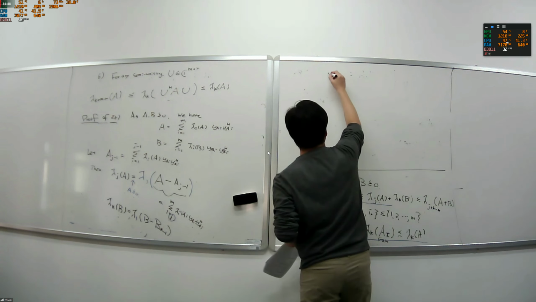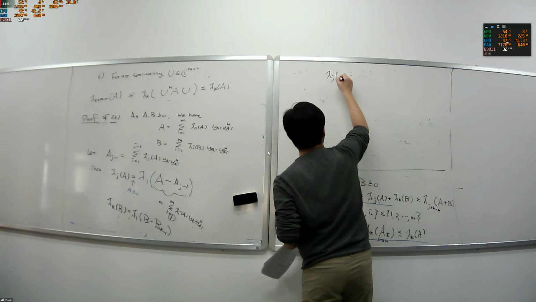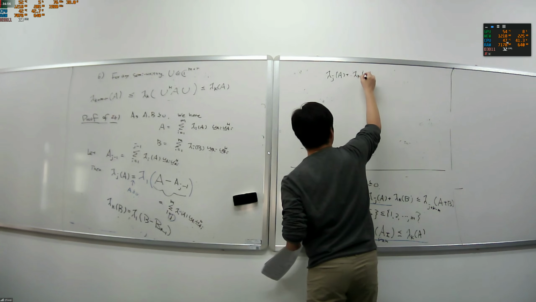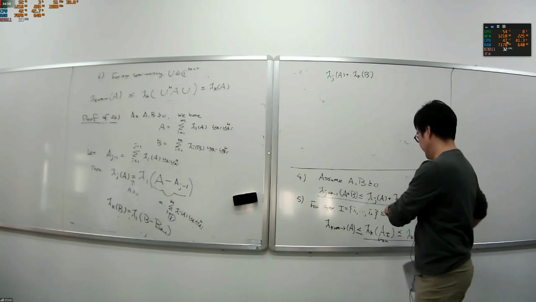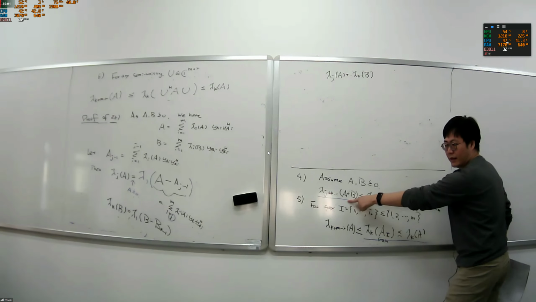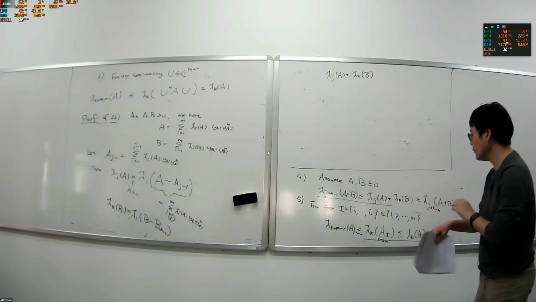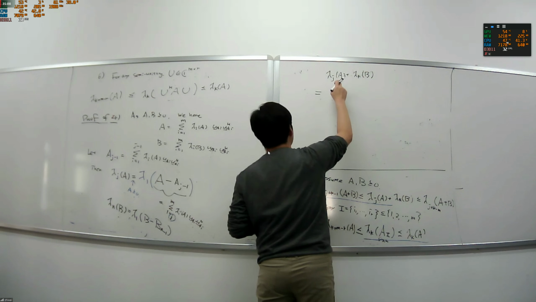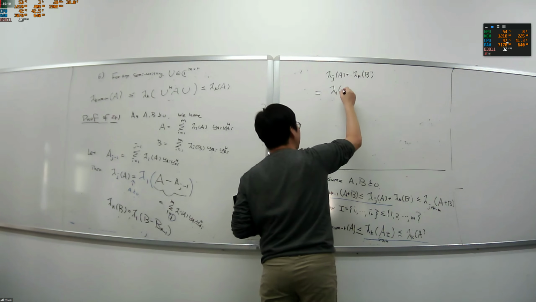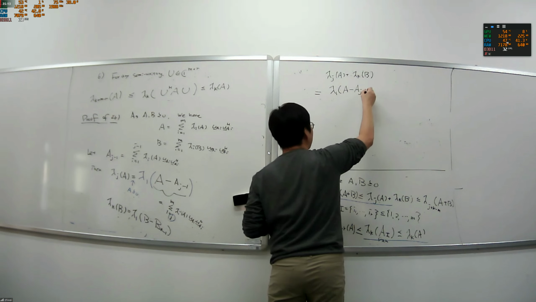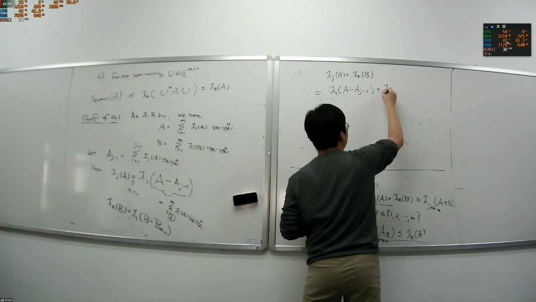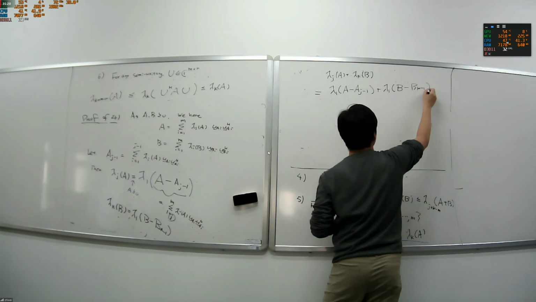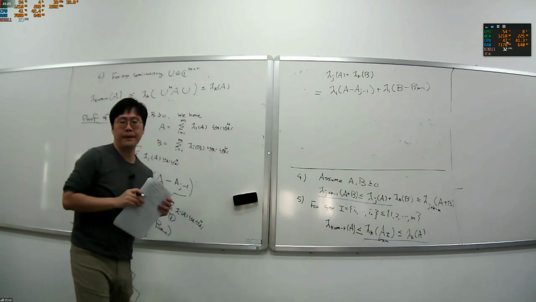Right. So lambda_j(A) plus lambda_j lambda_k(B). Now we want to prove it can be lower bounded by this. We know we can alternatively represent it as lambda_1 of (A minus A_{j-1}) plus lambda_1 of (B minus B_{k-1}), right?